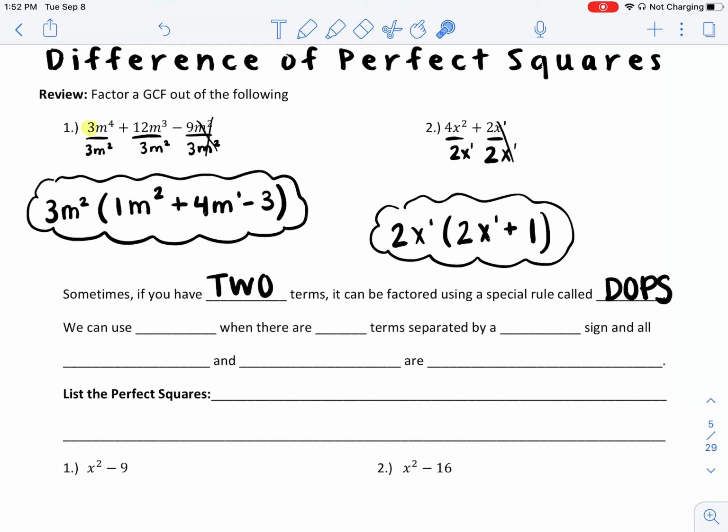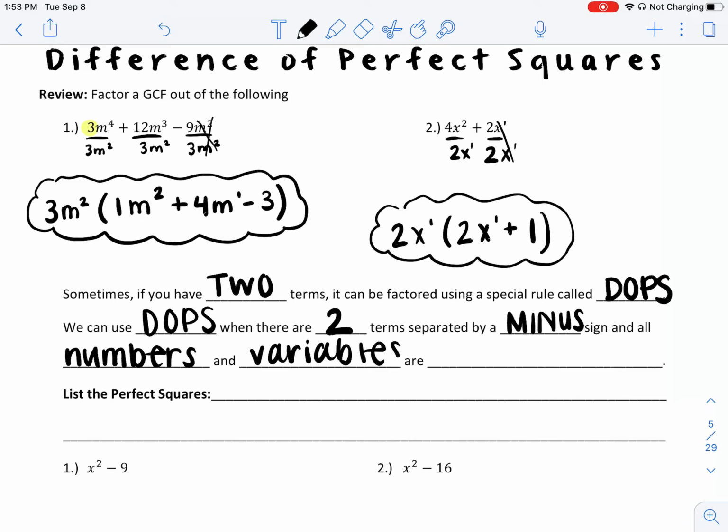Now DOPS stands for difference of perfect squares. We can use DOPS when there are two terms separated by a minus sign. It's called DOPS because of the word difference. Difference means subtraction. So that's why we need a minus sign. So it's two terms separated by a minus sign, and all numbers and variables are perfect squares.